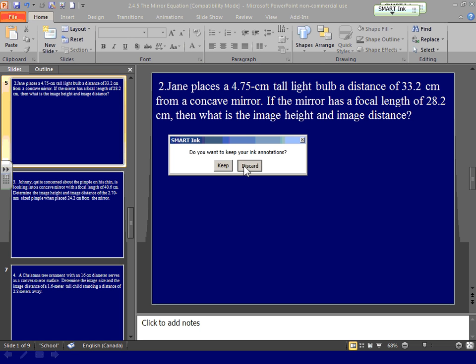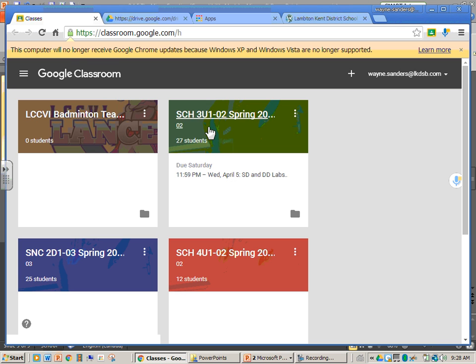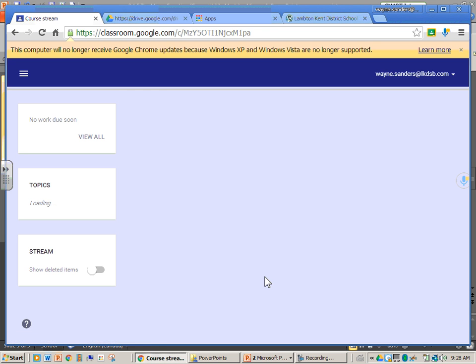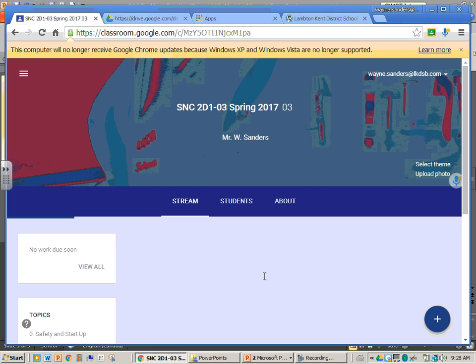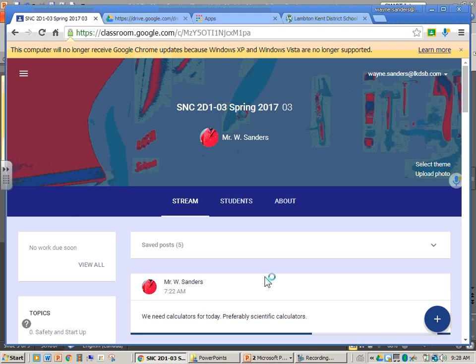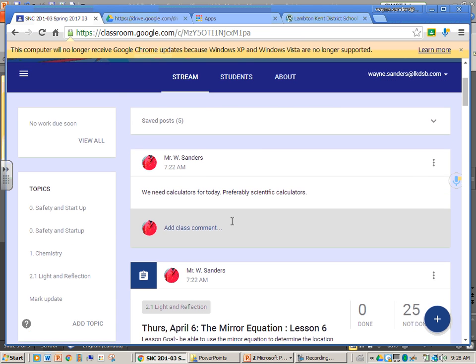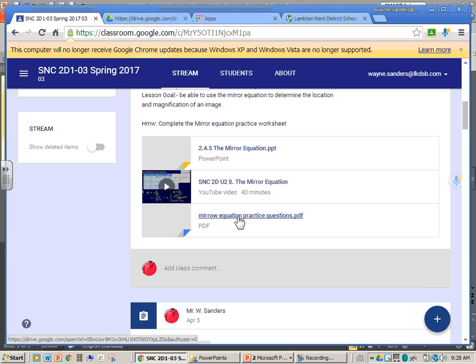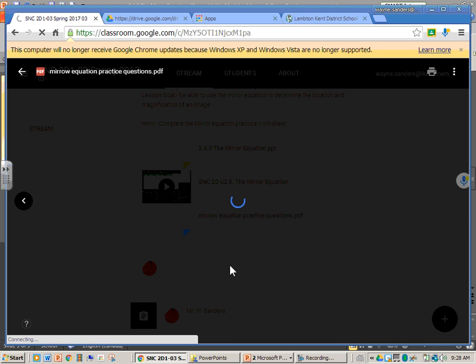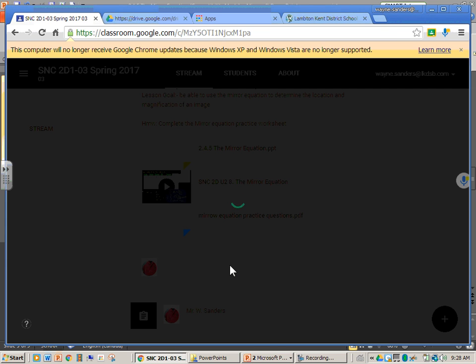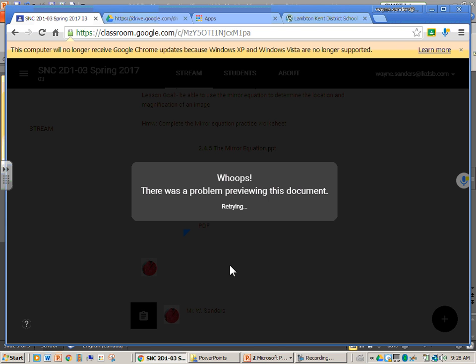If we go to Google Classroom, you will see on today's entry, I have a practice worksheet. The majority of it is word problems. You can try those tonight. Even though I have not officially done an example of word problems, you can read it through and try them. All you have to do is pick out the distance of the image. Oops, there was a problem with this document. Can you guys see the document on your end?